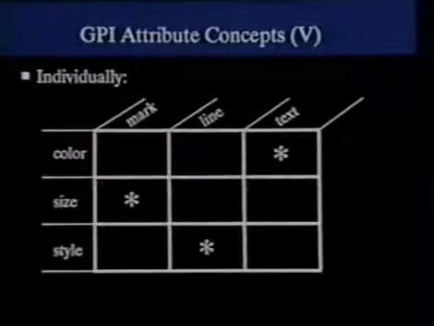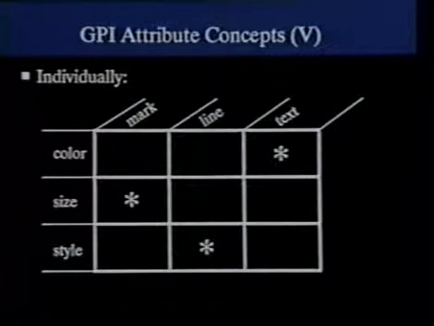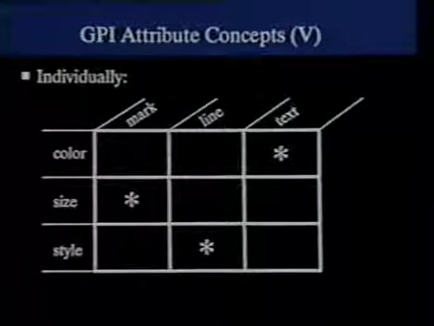First of all, attributes can be set individually. You might want, for example, to specify the size of markers used to illuminate coordinate locations. You might want to set the style of lines to be interrupted or dashed or dotted. And finally, you might want to set the color in which text will be imaged individually. Functions exist for doing that.